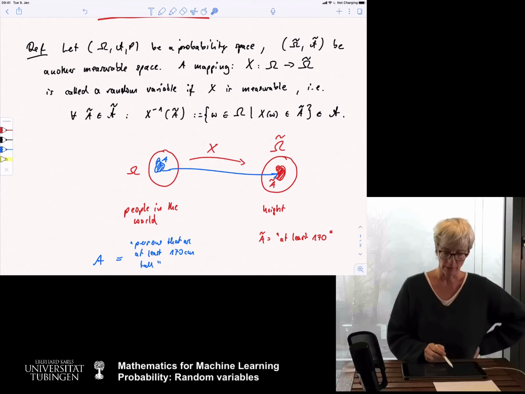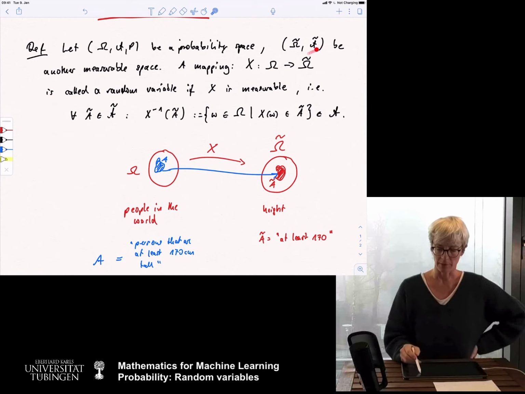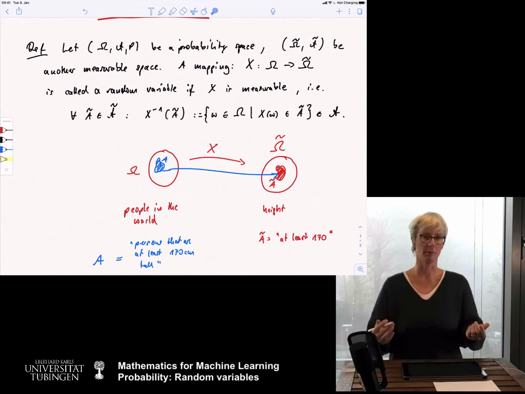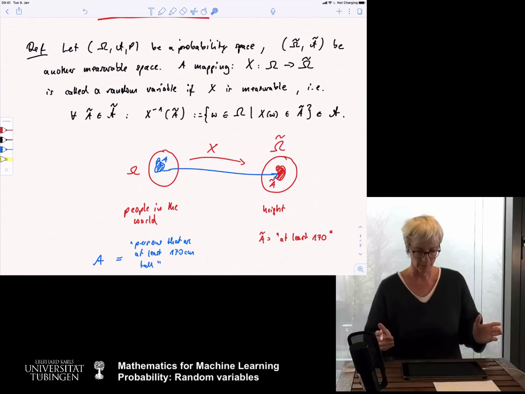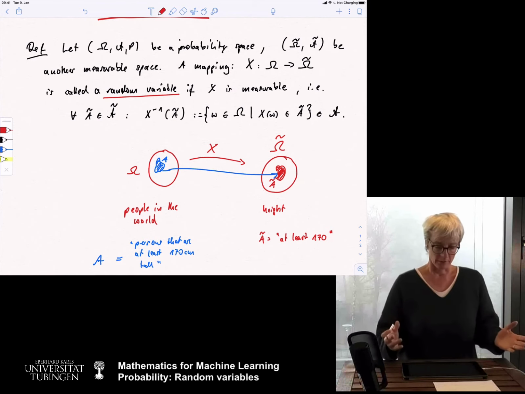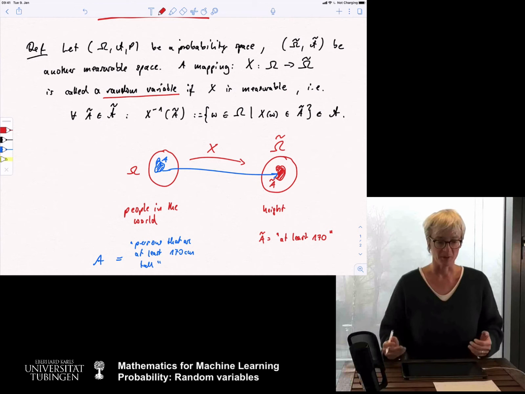Let me say it once more. So we have this original space. This is the space we're actually interested in, the target space. We consider this mapping, and the mapping is measurable. This means whichever set A tilde I choose in my target space, if I consider the objects in my input space that satisfy this property, they need to be measurable in the sense that they are in the sigma algebra of the input space, so I can assign a probability to that. And whenever we have a mapping X that satisfies that, it is called a random variable. Wow, that sounds like a complicated construction to measure the height of people.